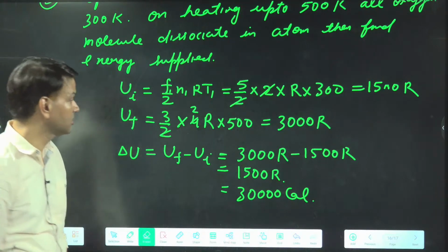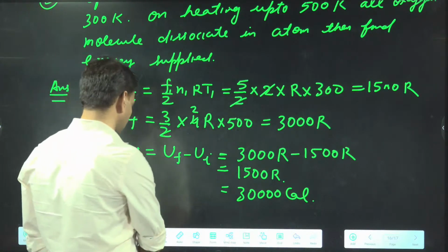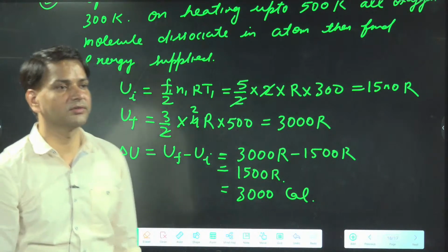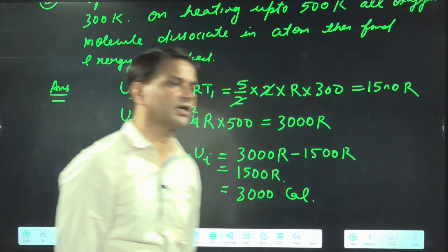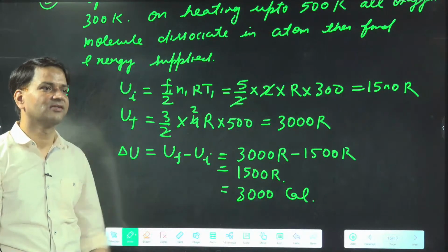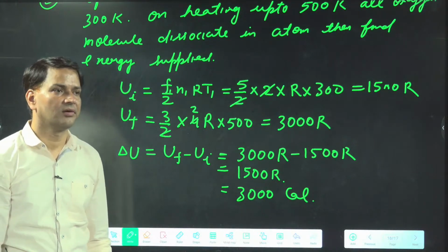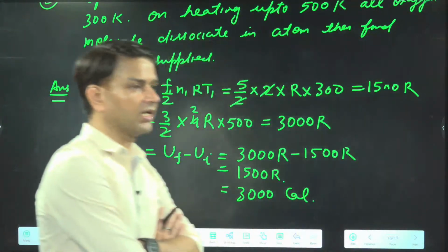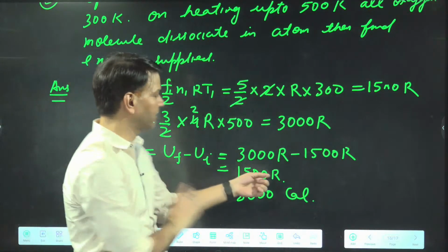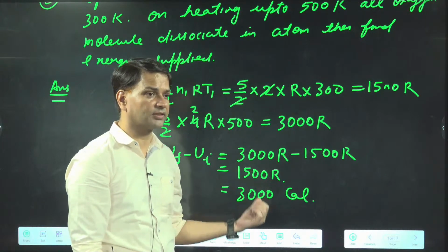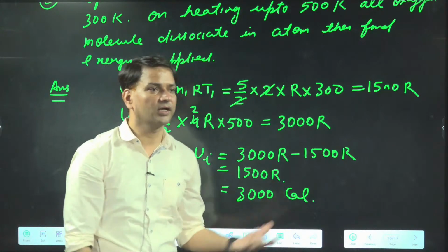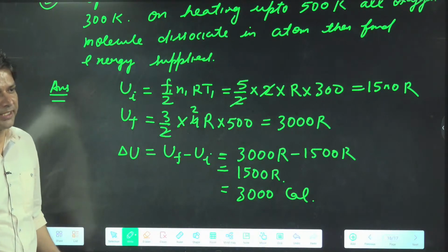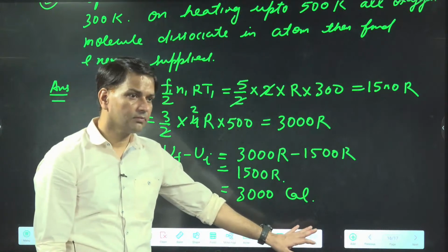Oh, okay, sorry, 3000. Or you will take 2 calorie. So that is 300 calorie. Not 300, 3000, because we are getting 1500 R. So for R, if your answer is in joules, you can put 8.314. But if they are asking for calories, then for R you can put 2 calorie. So 1500 into 2, you will get 3000 calorie. Okay. Completed.